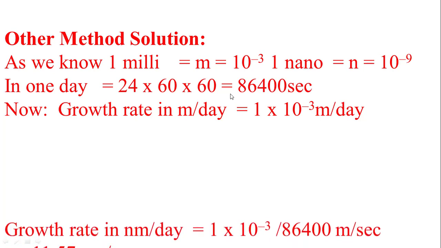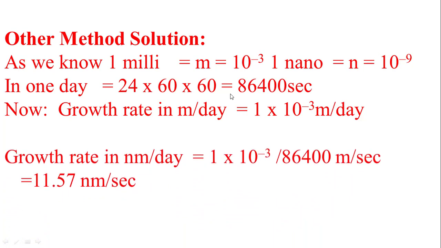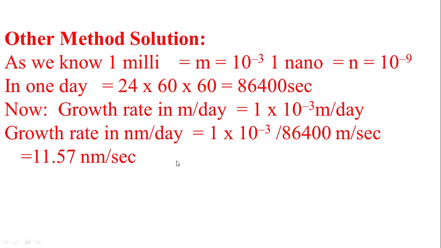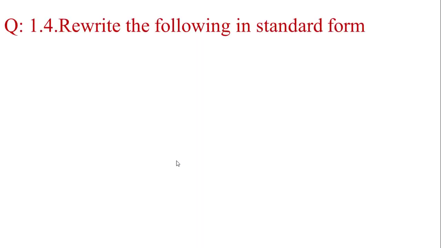So growth rate in nanometer per second is equal to 1 multiplied by 10 raised to power minus 3 divided by 86,400 seconds. So the final answer of this equation is 11.57 nanometer per second. The second method is easier than the first method, but solved by both methods, both are true and correct. Now we will move to question number 4.